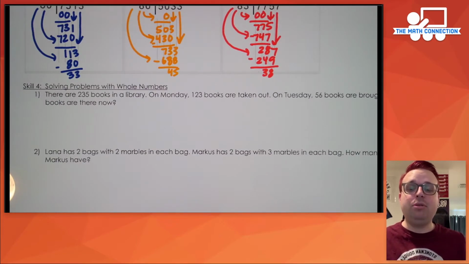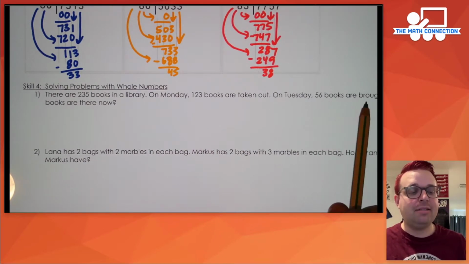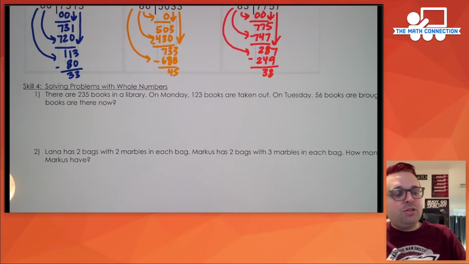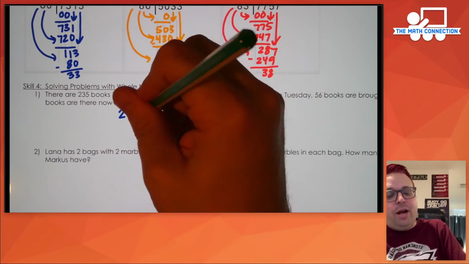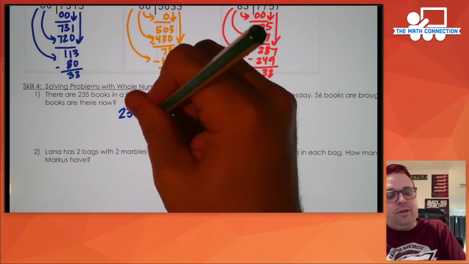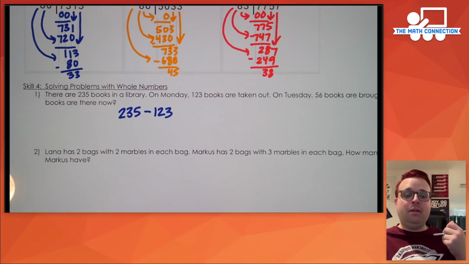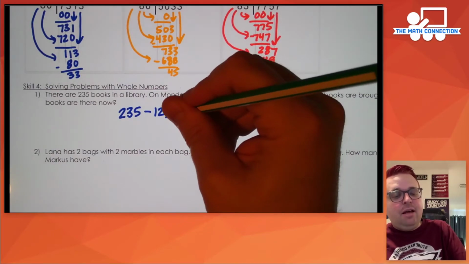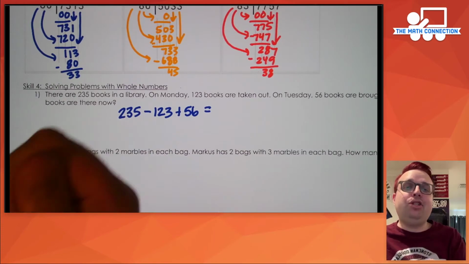So this is actually a multi-step problem because we have to take away the 123 that are checked out, and then we have to put back 56 that were brought back to the library. So what we're starting with is 235. And then we are subtracting 123 because when it says taken out, that means that they're taking the books away from the library. And then we actually have to add 56 back to that total because 56 books were brought back and checked into the library.